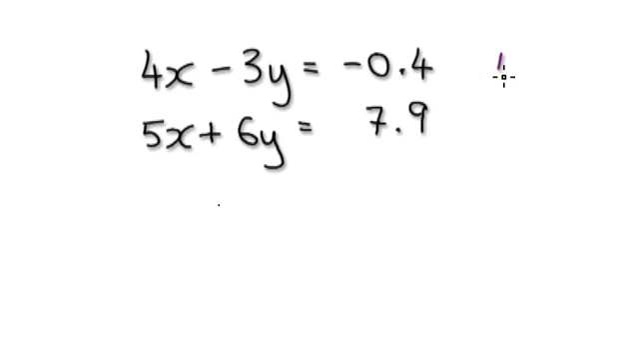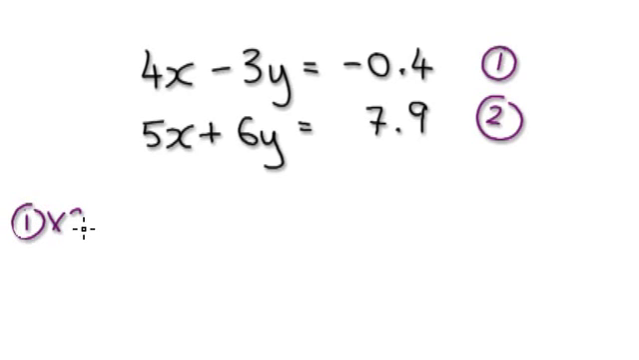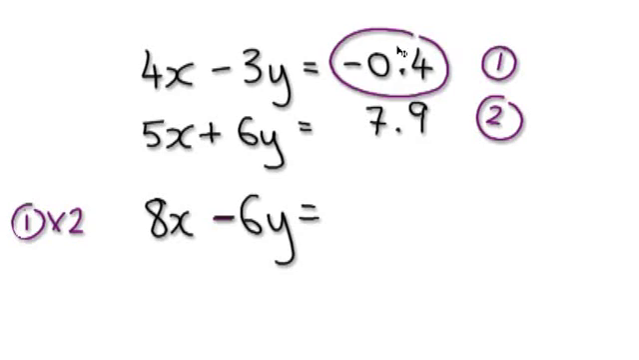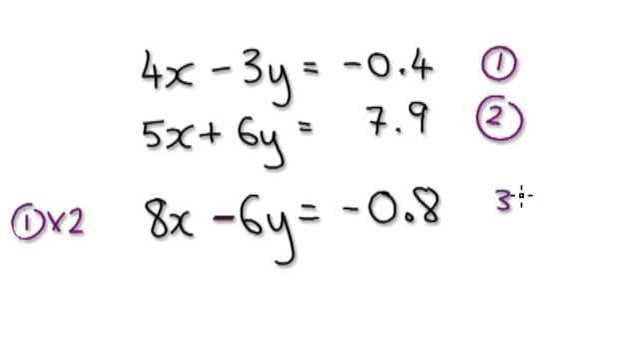Okay, so let's call this equation 1 and equation 2. Now let's eliminate the y first because it looks simpler. So if you just multiply equation 1 by 2, so multiply everything by 2 in equation 1, this multiplied by 2 will be 8x, and then this multiplied by 2 will give us minus 6y, and then this multiplied by 2 will give us minus 0.8. Let's call this equation 3.